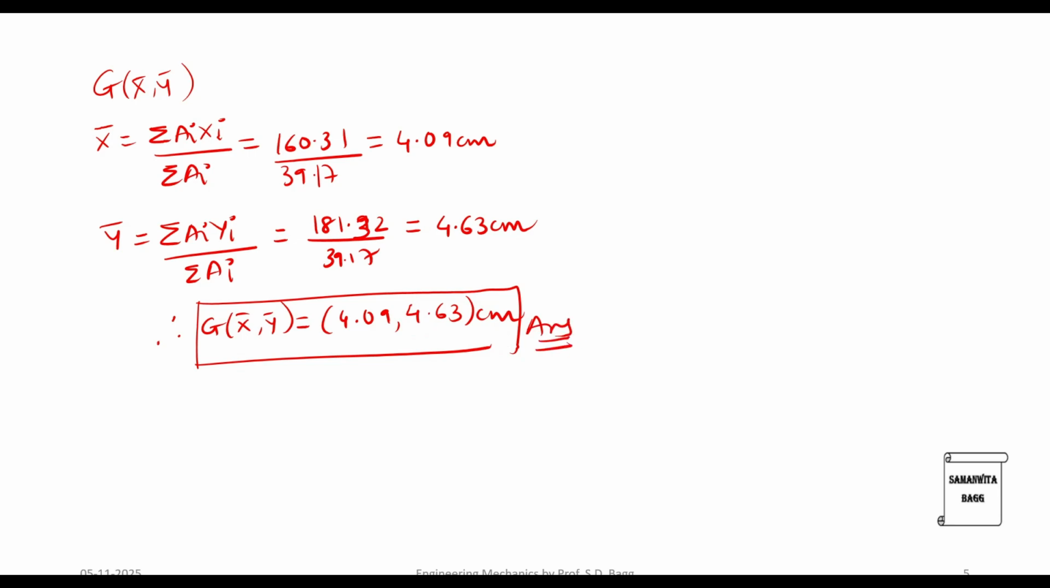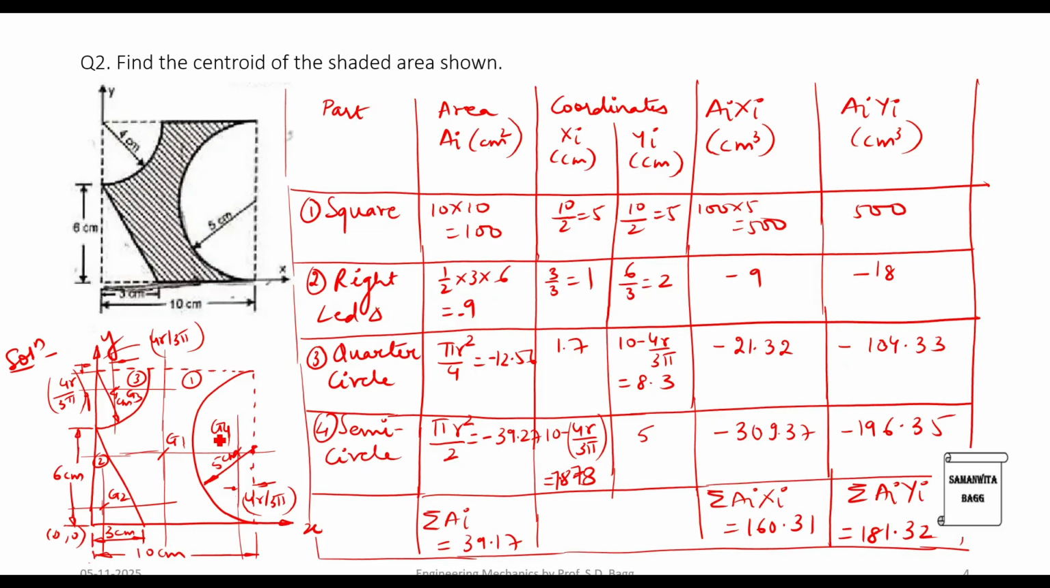If I have to plot it, we'll go back 4.09. So somewhere here, over here, and y bar is 4.63, again somewhere below. So this is the position of G, X bar, Y bar.